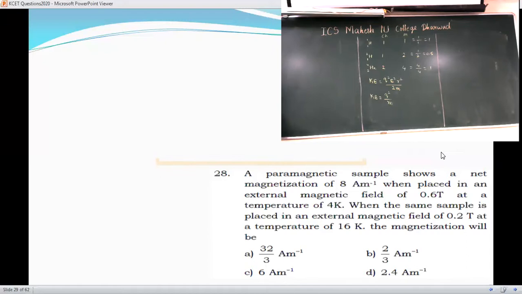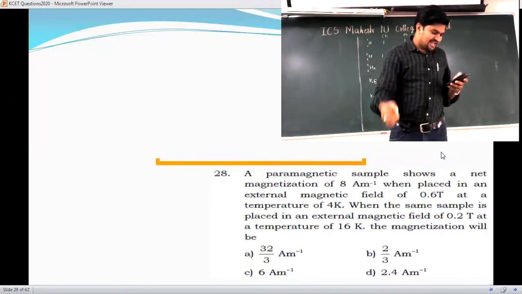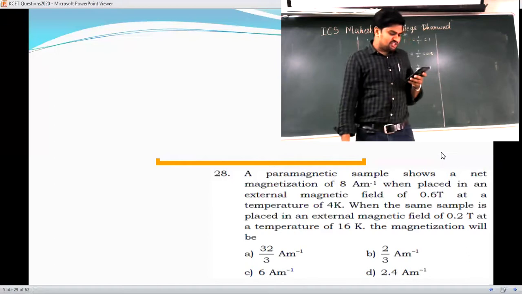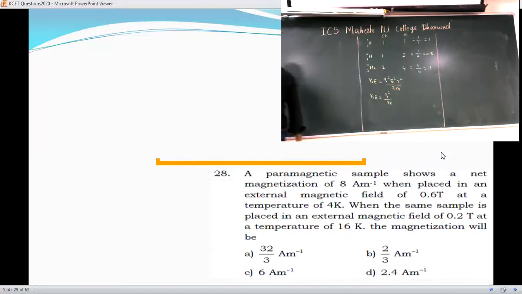Yes, what is the next question? In the next question, a paramagnetic sample shows a net magnetization of 8 ampere per meter. That I will write. So here the magnetization M they have told is 8 ampere per meter, when placed in an external magnetic field of 0.6 Tesla, so B is equal to 0.6 Tesla, at a temperature of 4 Kelvin.